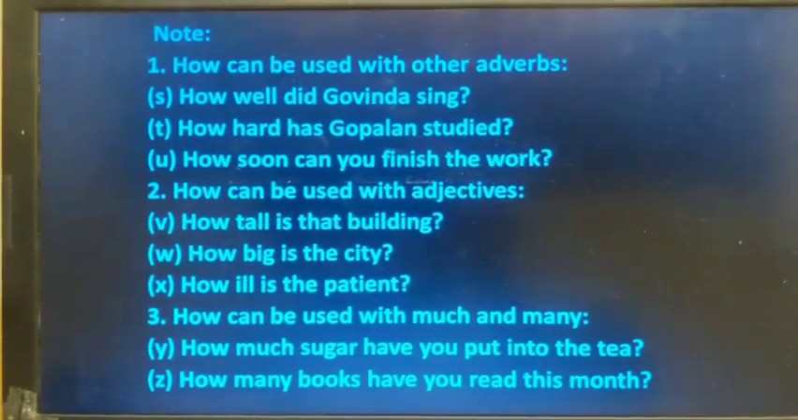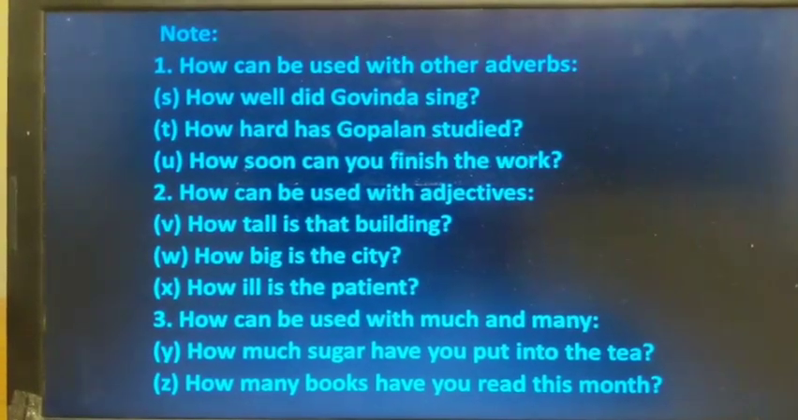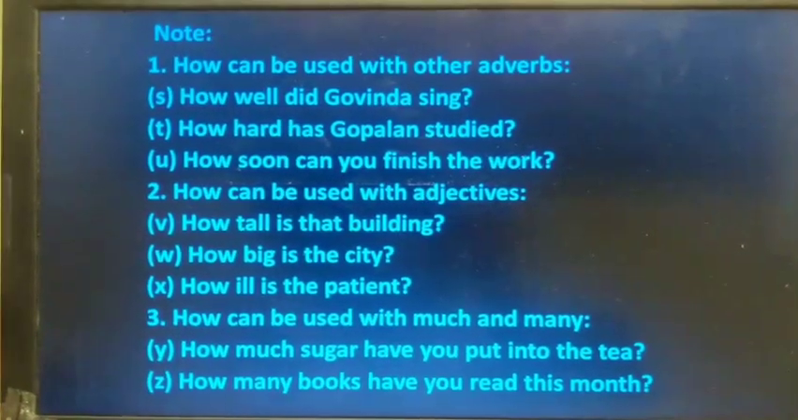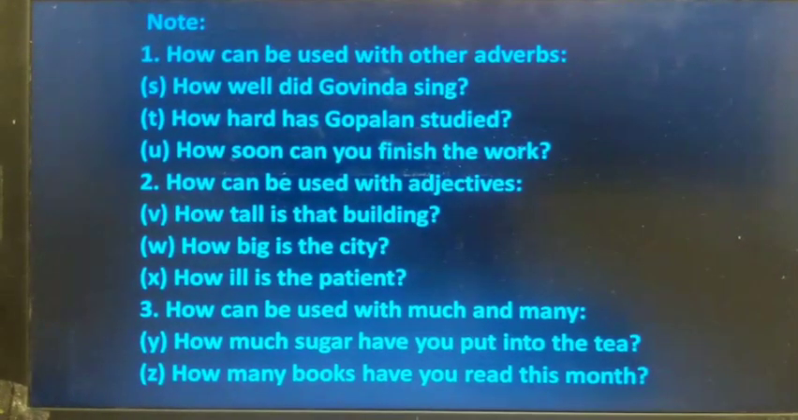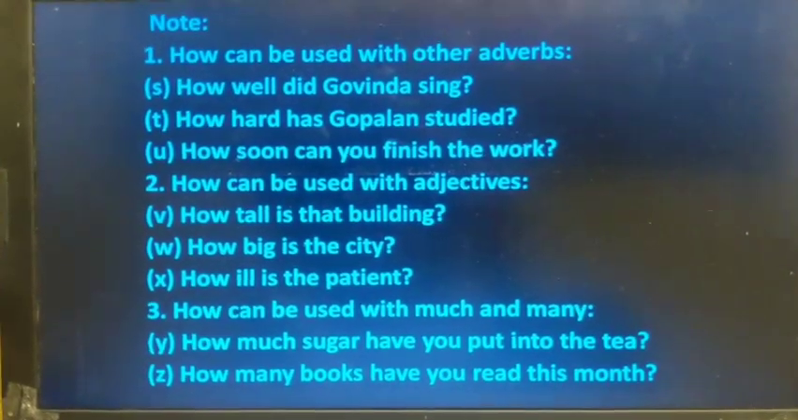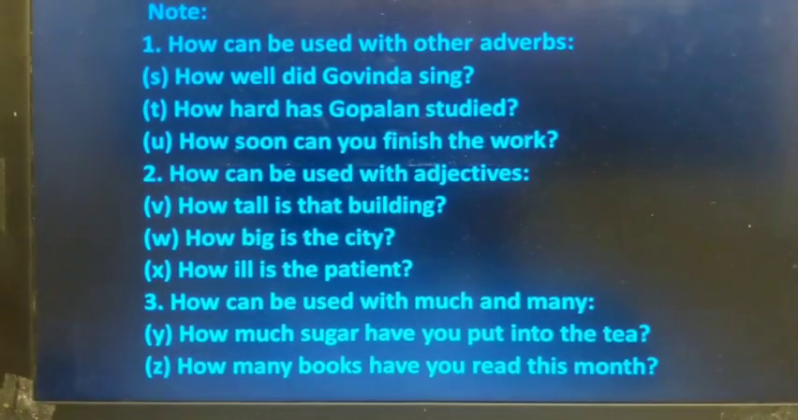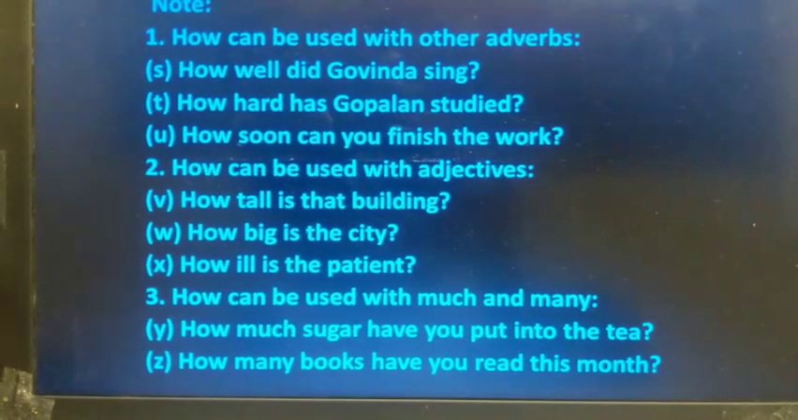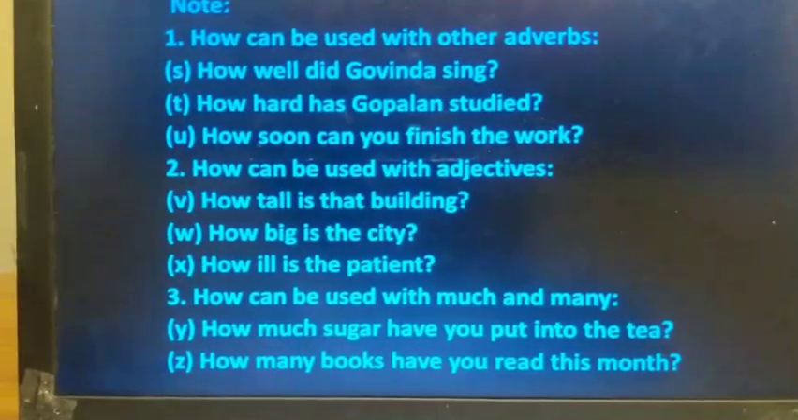Okay, let's see how how can be used with other adverbs. Sometimes how is used with adverbs. How well did Govinda sing? Sing is the verb over here. Govinda is singing well, right? So well is the adverb because Govinda is singing well. How is actually helping us ask the question, right? So how is the adverb over here, and it is being used with another adverb, that is well.